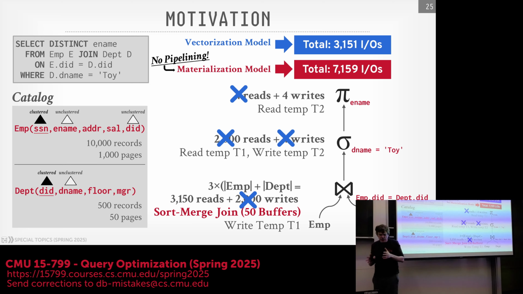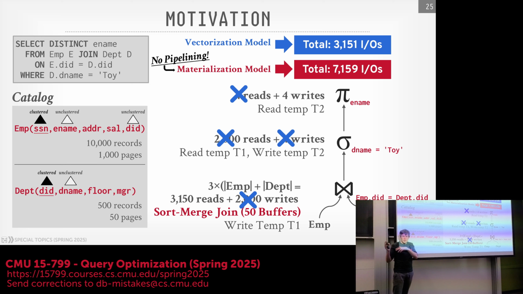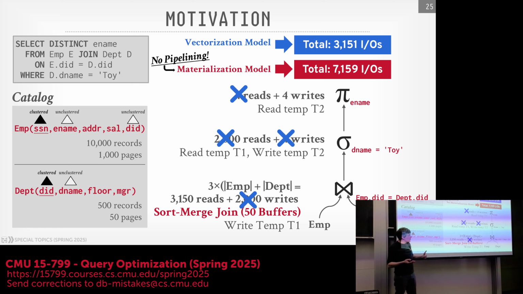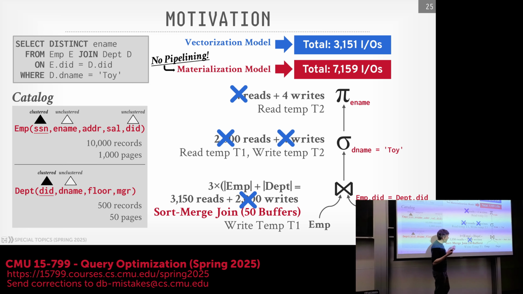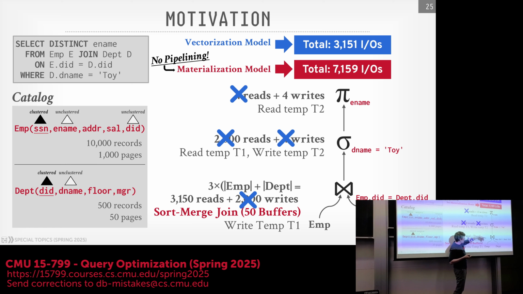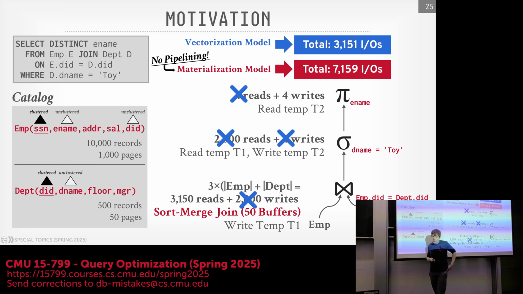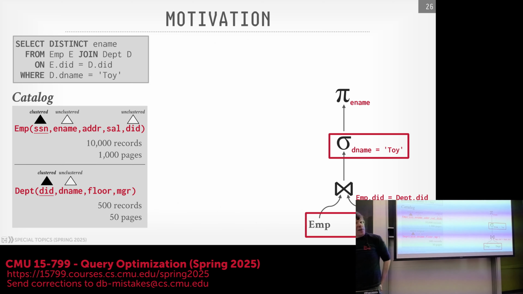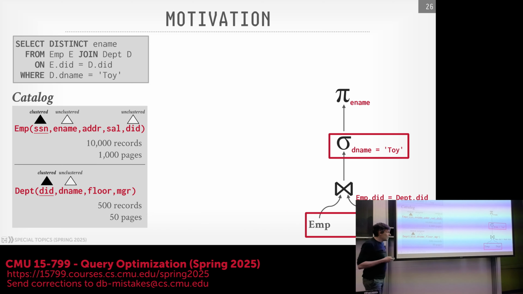Now, in most of these systems, the query optimizer is not going to say, oh, I'm going to use a materialization model and switch it to vectorization. But I'm just showing you that if you change what physical operator you're using, or the overall strategy of how you're going to execute these query plans, something the optimizer can figure out for you, you can get a pretty significant reduction in IOs. Again, there's more we can do.